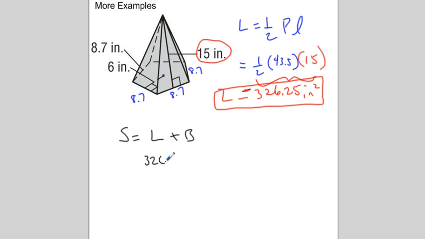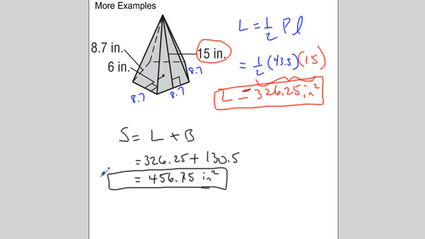If we go back to surface area once again, it is the lateral plus the base. Lateral is 326.25. The base that we just calculated was 130.5. You add up these two numbers, and I believe you'll get 456.75. This is area in inches, so it's inches squared for your surface area. This includes all the sides, lateral, plus the base.